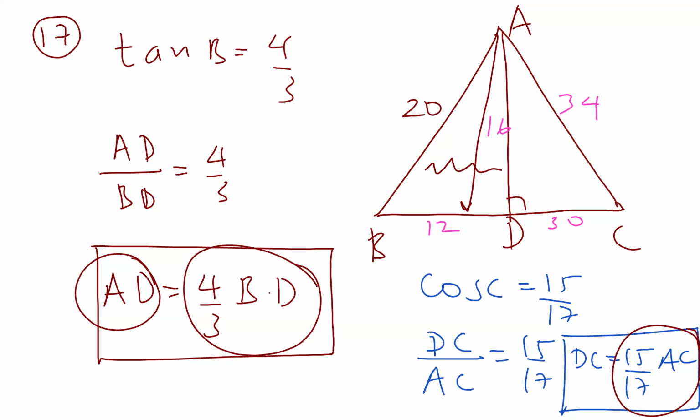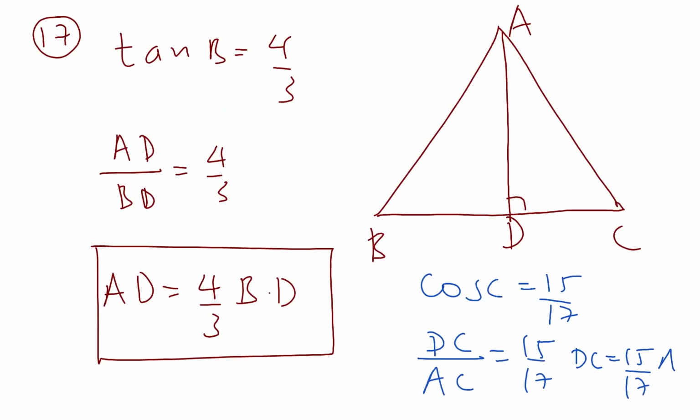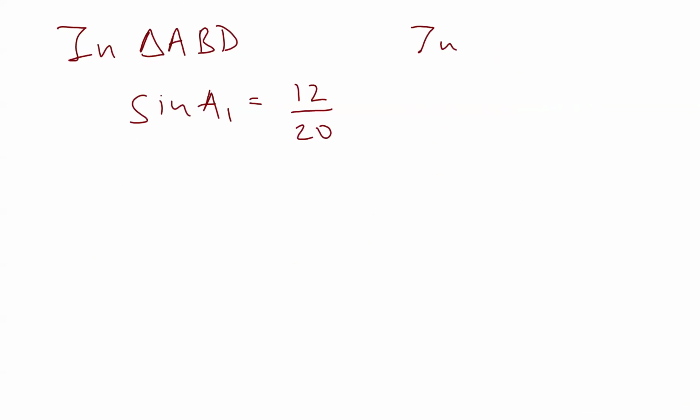Sine A is opposite upon hypotenuse, so that is 12 upon 20. This smaller triangle's angle A I will take as A1, and this is A2. So sine A1 is equal to opposite to A1, which is 12, and hypotenuse 20. In triangle ADC, sine A2.